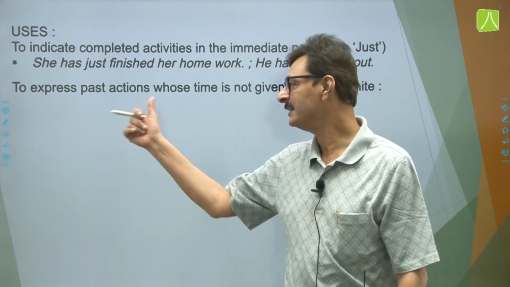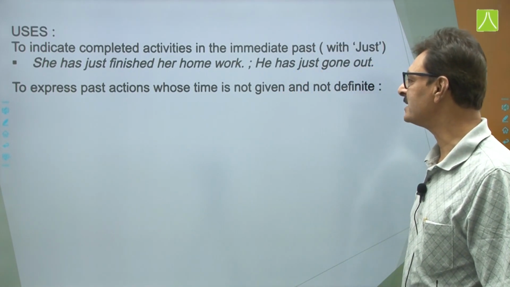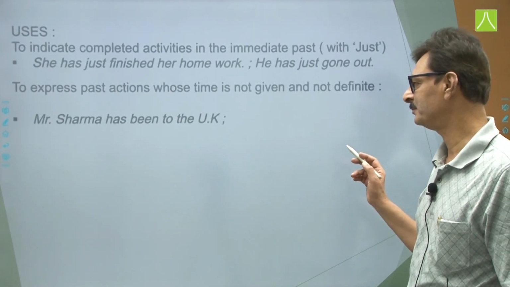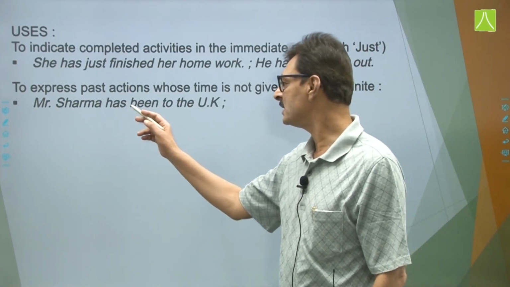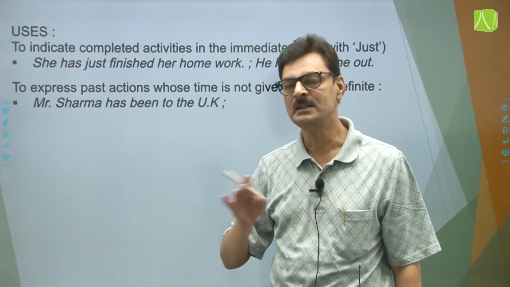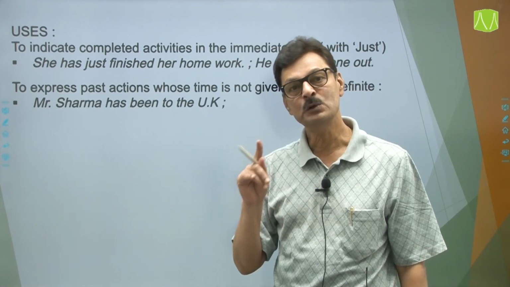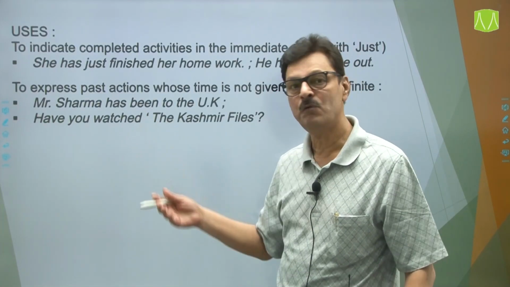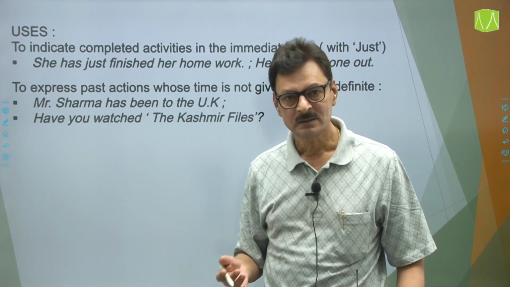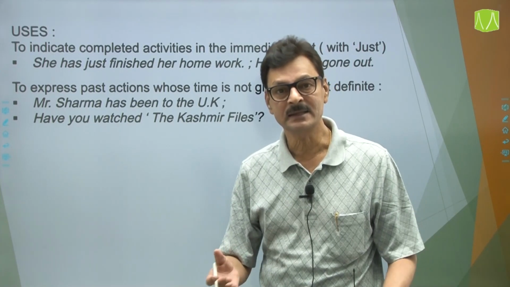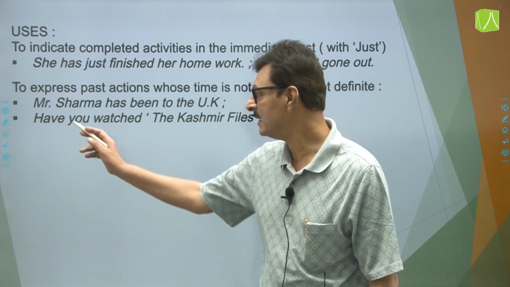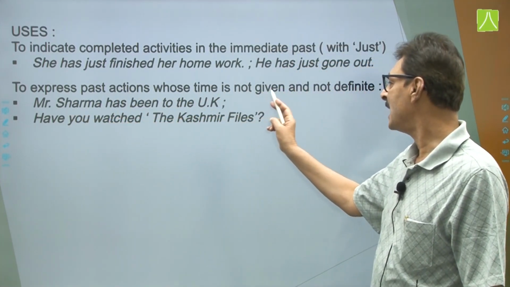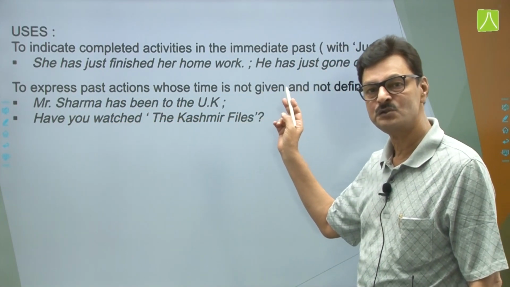क्लियर? Next use, to express past actions whose time is not given and is indefinite. Mr. Sharma has been to the UK. When he went, जब समय हमको नहीं पता है कब गए थे, we use present perfect tense. Have you watched the Kashmir Files? ये नहीं पूछ रहा हूँ yesterday or something, क्या देखी है या देख चुके हो? Then we use this present perfect tense if the time is not definite or not specified.